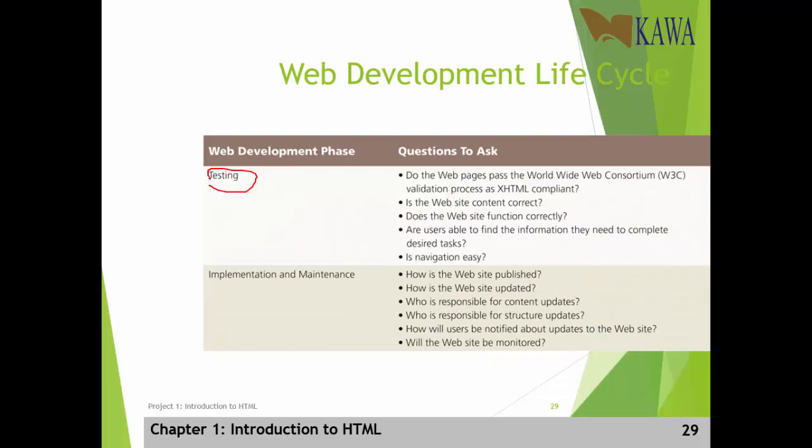Then you go ahead and do testing. Does the web page pass the World Wide Web Consortium validation as XHTML? As we have seen, the declaration of the document standard. Do they qualify? Is the website content correct? Does the website function correctly? Are users able to find information they need? Are users able to navigate easily?